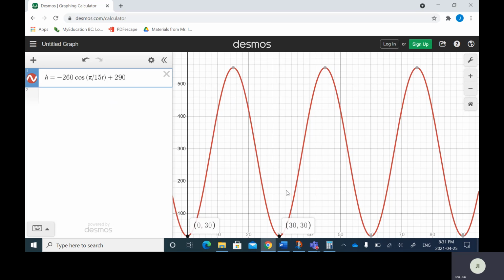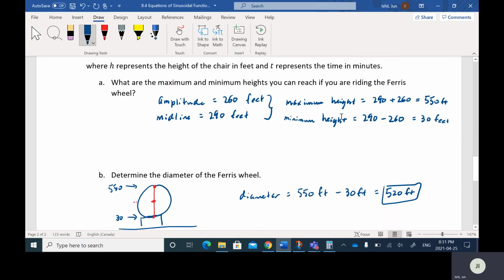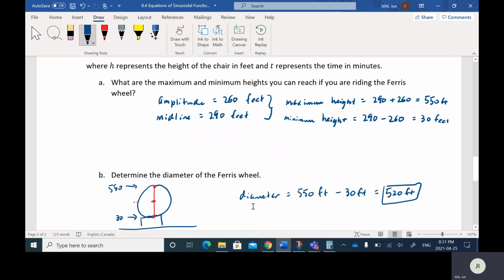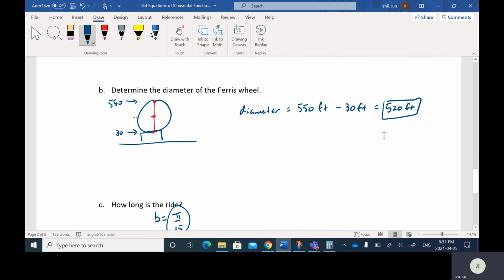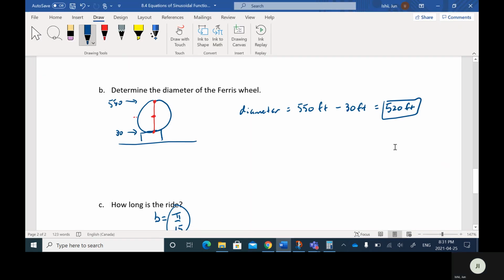So this graph confirms what we found in answering these questions. Again, the maximum height was 550, the minimum height was 30. Those are our Y values. You can see here that the Y value is 30, and the maximum Y value is at 550. So maximum height 550, minimum height 30 feet. What else do we have? Diameter. It's 520 feet. You can see that the distance from maximum to minimum is 550 minus 30, which is 520.